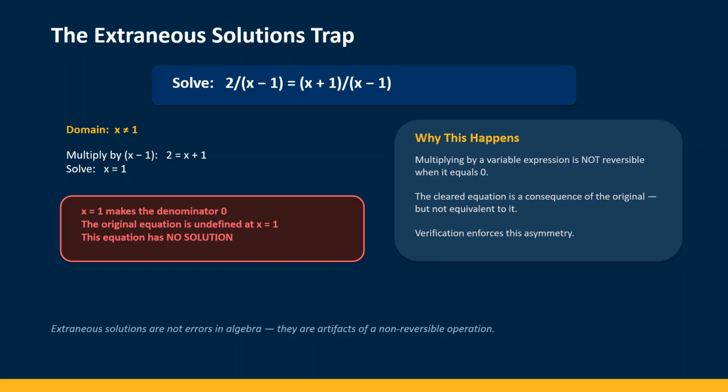Students should note that extraneous solutions are not a sign of an error in the algebra. The algebra may be entirely correct. The issue is that the operation of multiplying by a variable expression enlarges the solution set. The verification step is the mechanism for restoring the original solution set.